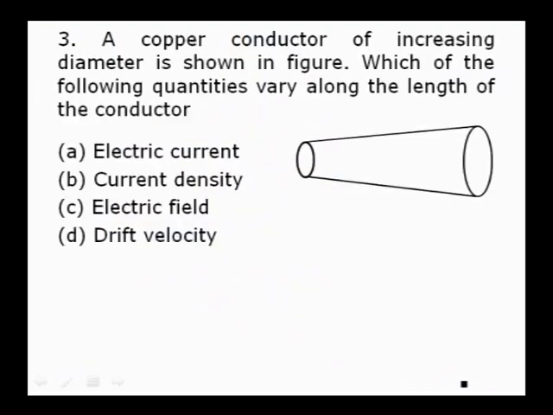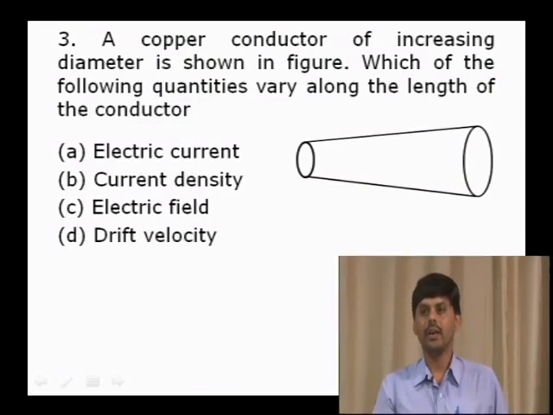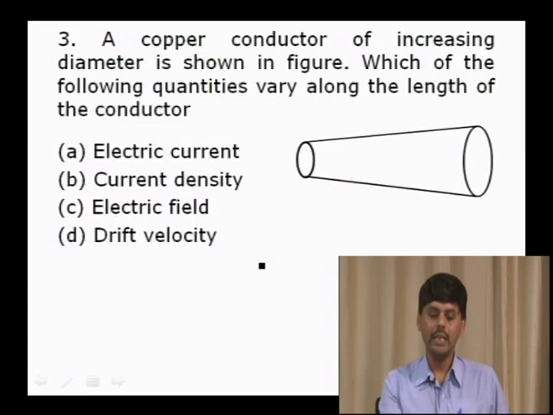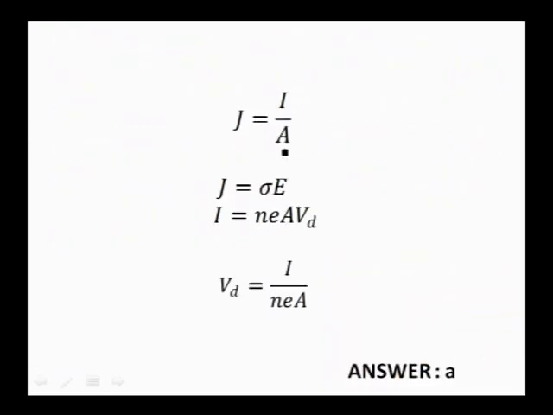Question number 3. A copper conductor of increasing diameter is shown in the figure. Which of the following quantities vary along with the length of the conductor? Okay, here the diagram shows a variable cross-sectional area. See, we have the expressions for current as well as current density, electric current and drift velocity. For current density, current per unit area, and in terms of electric field, J is equal to sigma E, and I is equal to NEA VD, VD is equal to I divided by NEA.